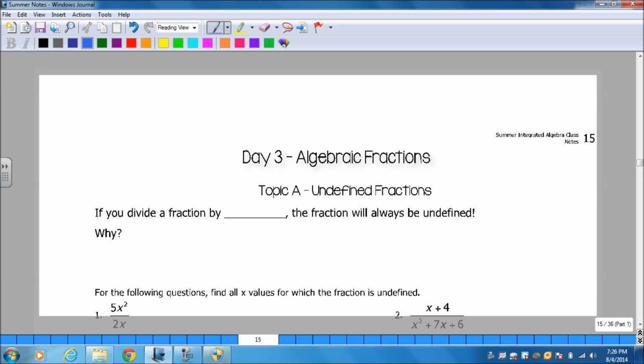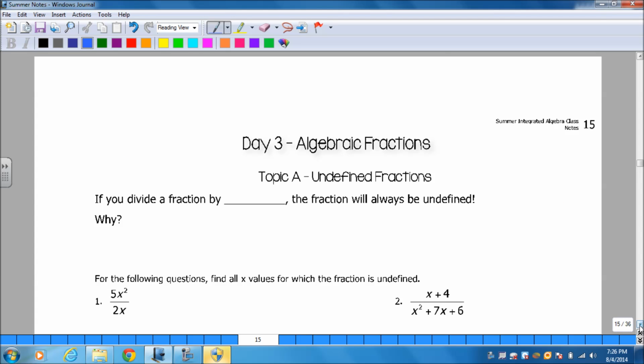So topic A is going to be about when fractions are undefined, which should be a little bit of a review for you already. But just so that you guys know, if you divide a fraction by 0, the fraction will always be undefined, okay?